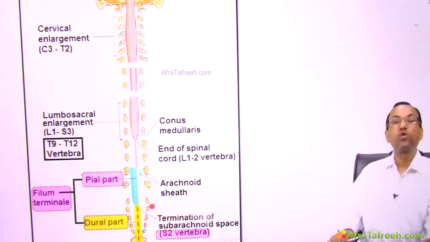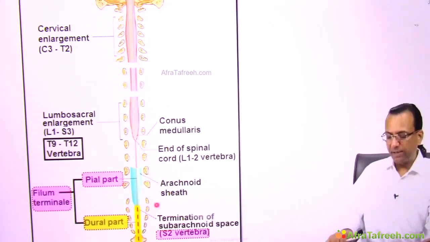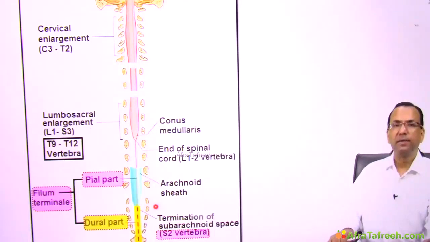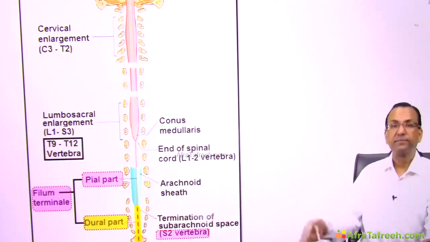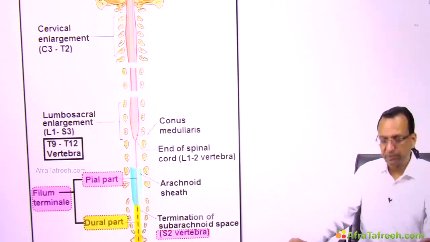Can you see the S2 vertebra level is also the termination of subarachnoid space? What is that? Termination of subarachnoid space. Termination of subarachnoid space is S2 vertebra lower border. Yes. Can we draw some diagram for that? Yes, we will draw now.